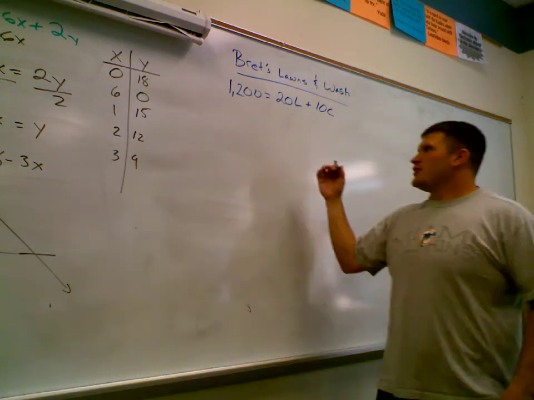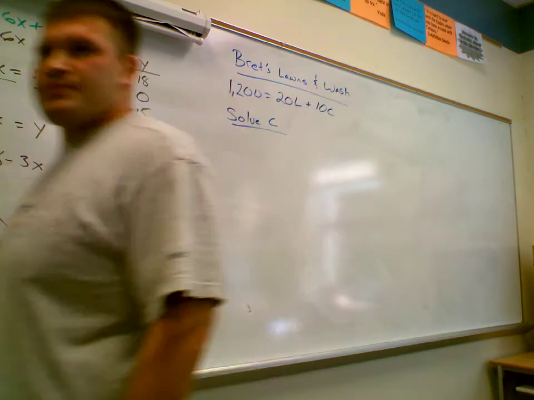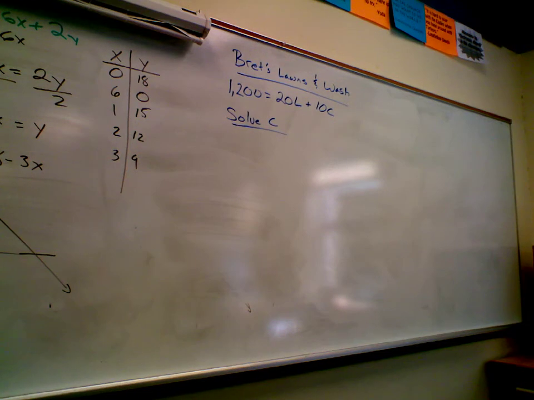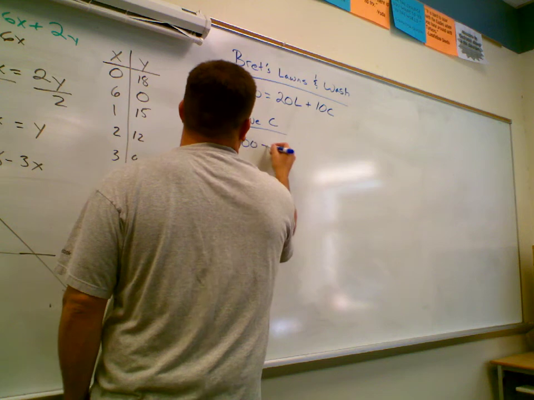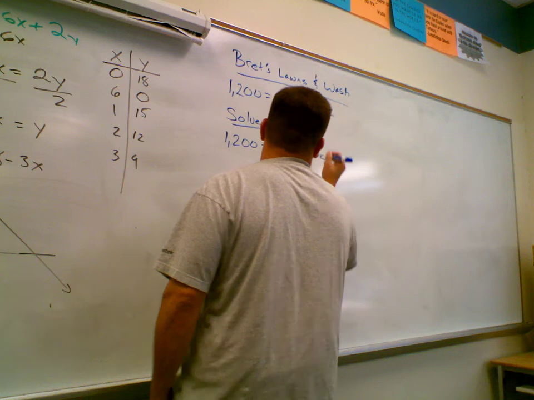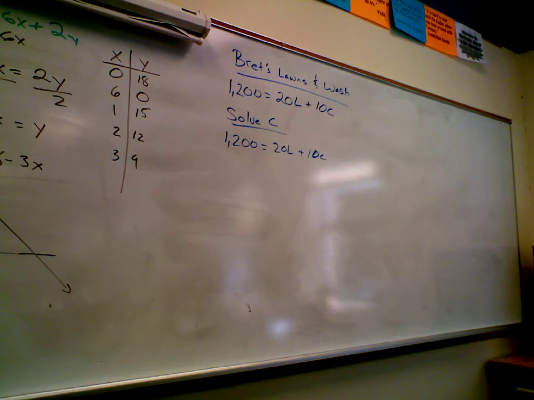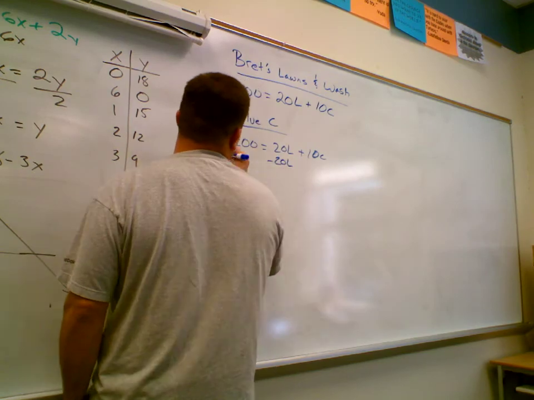C. Okay, so if C is y, that means I need to solve this equation for C. So if I have 1,200 equals 20L plus 10C, how do I solve this for C? What's my first step? I want to get C by itself. Should I move the C or the L? The L. How do I move that L? Subtract 20L from both sides.